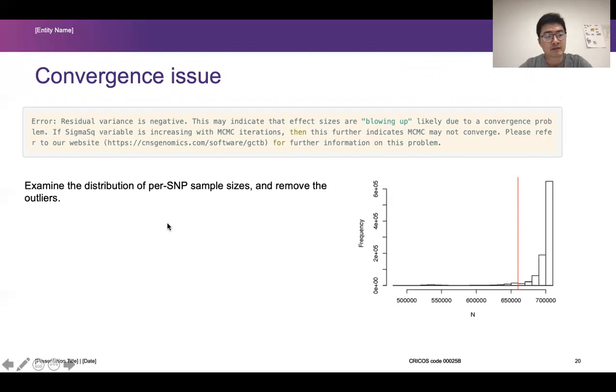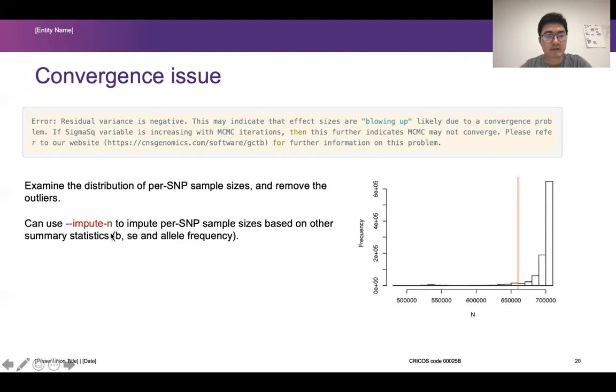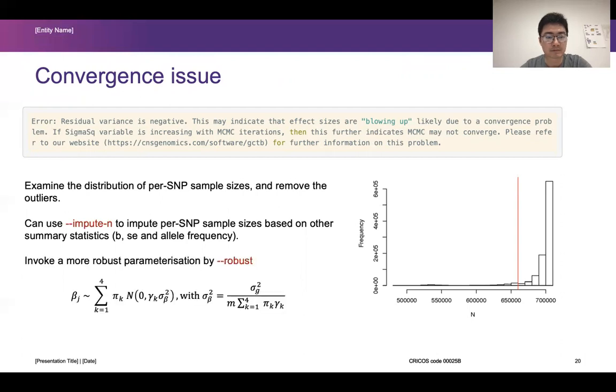We suggest to first check the distribution of the per-SNP sample size, if such information is available, and remove the outliers. For example, in this plot, there is a long tail on the left, and having these SNPs in the model might be detrimental because that would misspecify the residual variance-covariance structure. If the per-SNP sample size information is not available, you can use the impute-n function to impute per-SNP sample size based on other summary statistics, and the program will do the filtering for you.